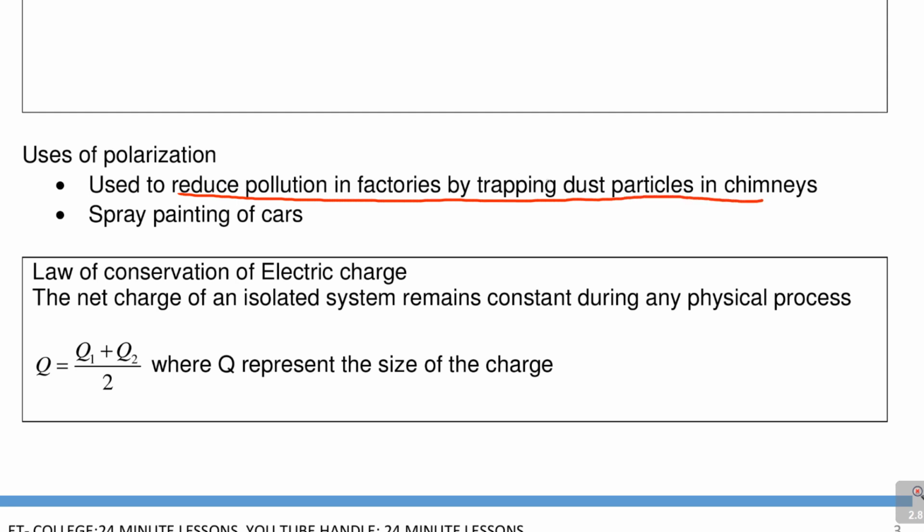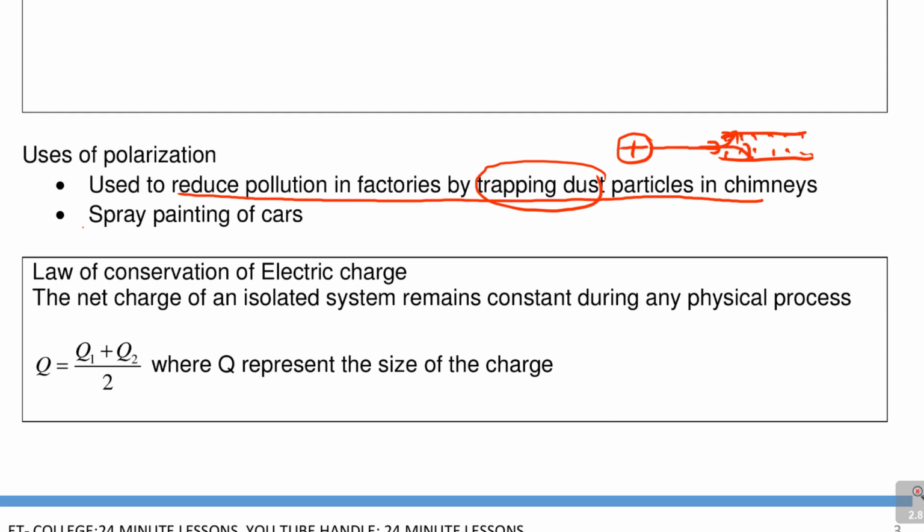You see why? Because the dust particles are charged. So they find that maybe the dust particles are positive, and in the chimneys you line up, you charge the chimneys and make them negative. So when these dust particles are entering, they'll be attracted to these, you see.